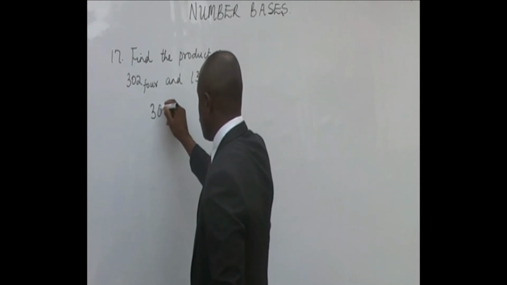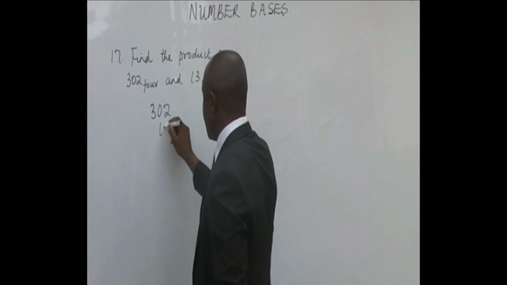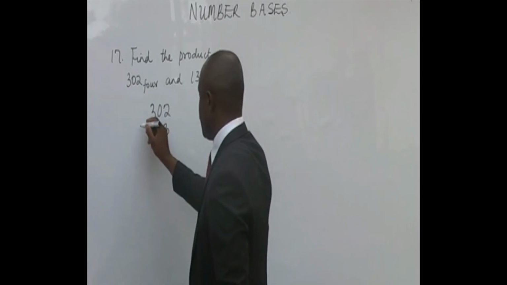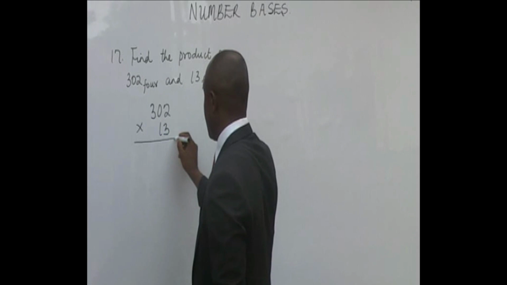302 and 13. You are multiplying. They are in base 4.